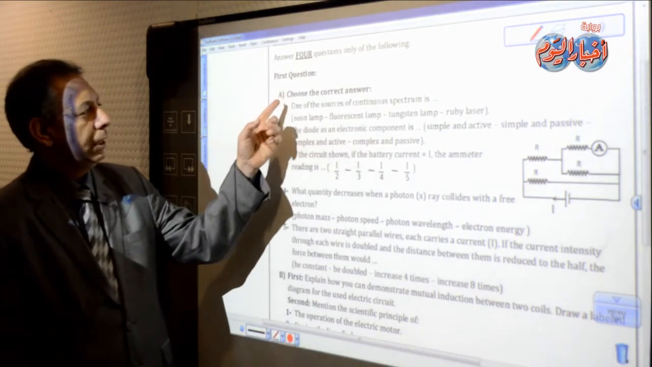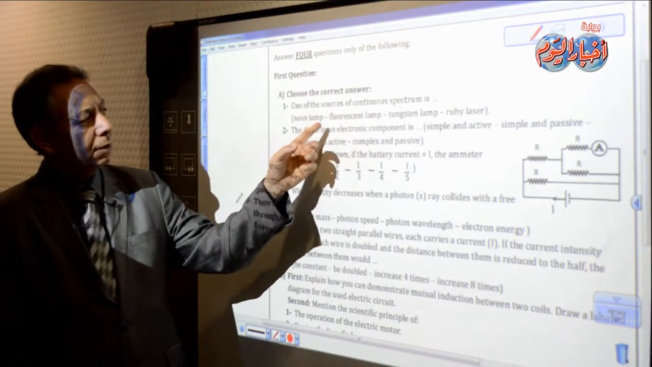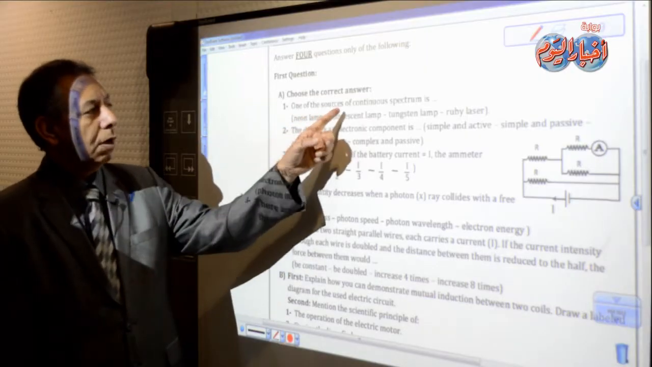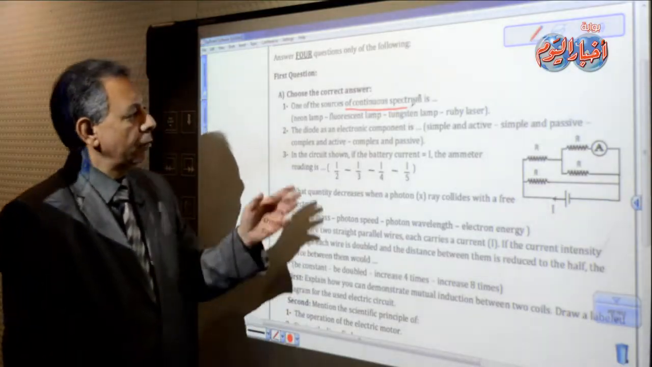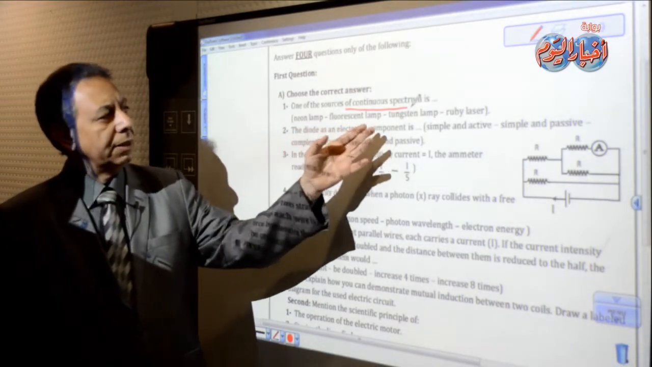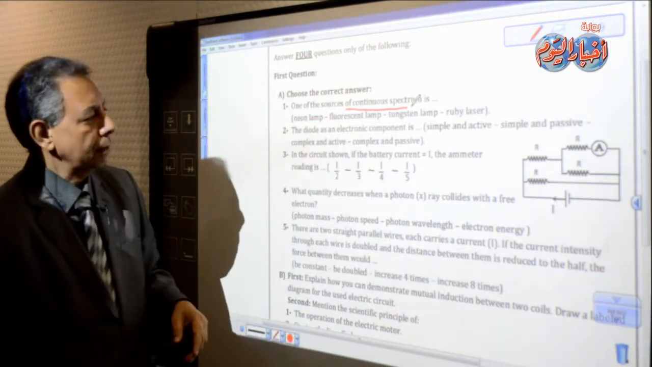So the first question here, choose the correct answer. One of the sources of continuous spectrum is... so we are looking for a source of continuous spectrum. We have four choices: neon lamp, fluorescent lamp, tungsten lamp, and ruby laser. Which of them is correct?